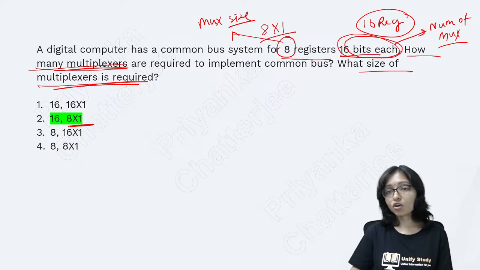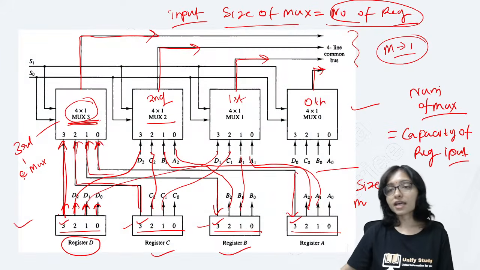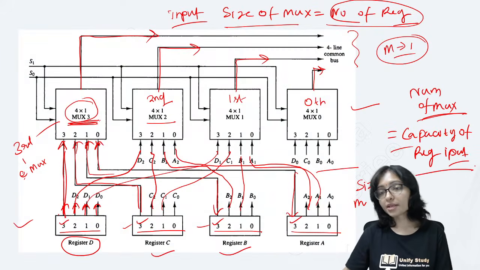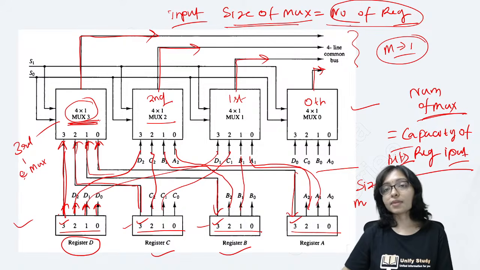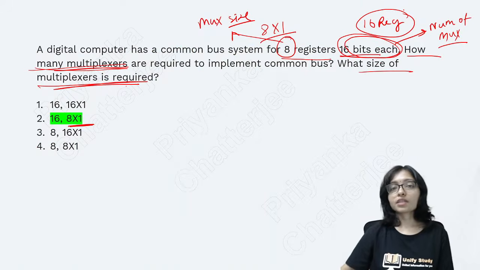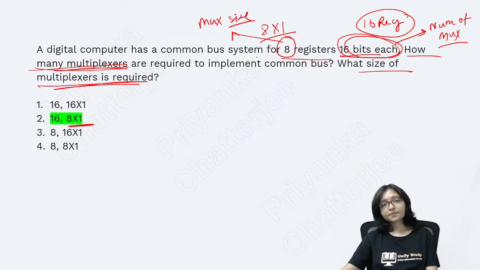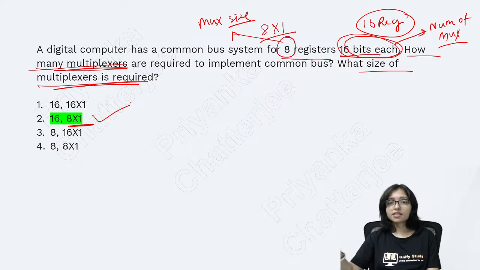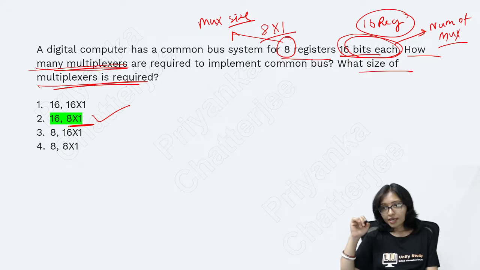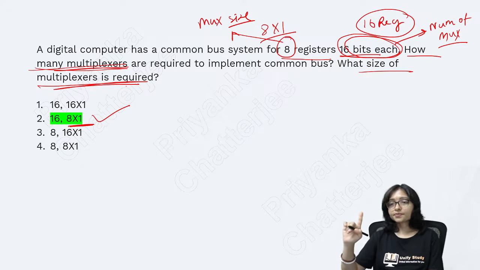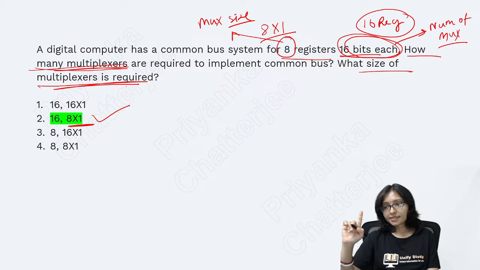It depends on each bit. The number of multiplexers equals the capacity of the register, that is how many input bits there are. And the size of the multiplexer equals the number of registers. That is what we get here. Clear? This is the way you have to get this answer. Is this clear to everyone? Clear? Yes.